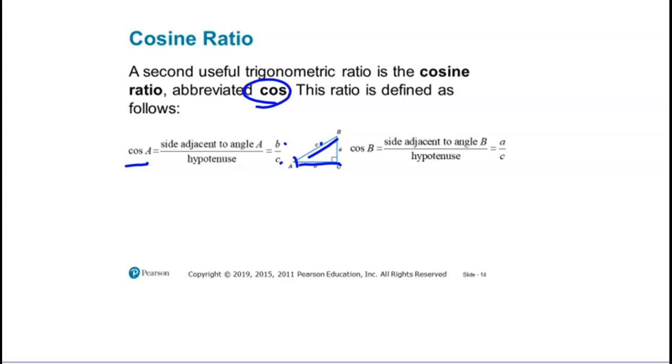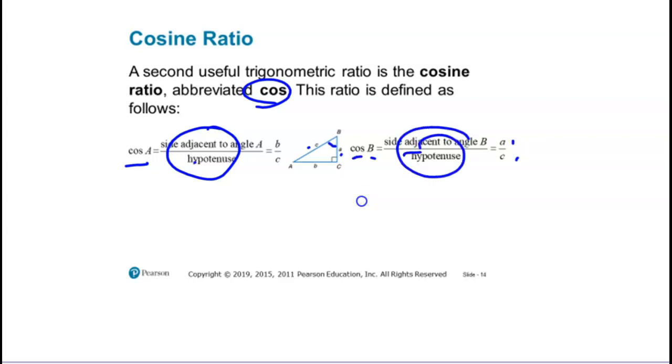And so cosine B is no different, it just depends on the angle that you're looking at it from. In this case, cosine B, we're looking at it from this angle, and we're looking at the side adjacent to B, which has got to be A, and over the hypotenuse, which is C. Cosine in SOHCAHTOA is adjacent over hypotenuse, so CAH. So SOHCAHTOA, and this is adjacent over hypotenuse.